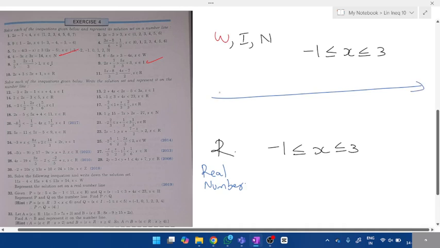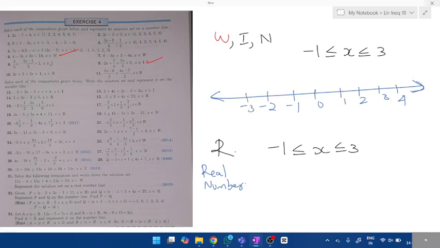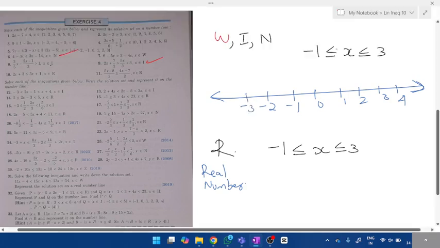Where does x lie, students? What is the value given here? x lies between -1 and 3. Where does x lie? x lies between -1 and less than or equal to 3. So x lies between -1, and is it equal to -1 or less than -1? Equal to, right? Less than or equal to.